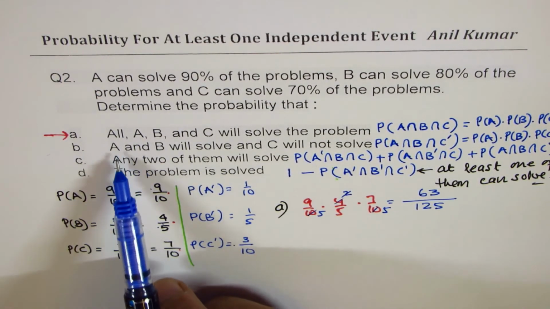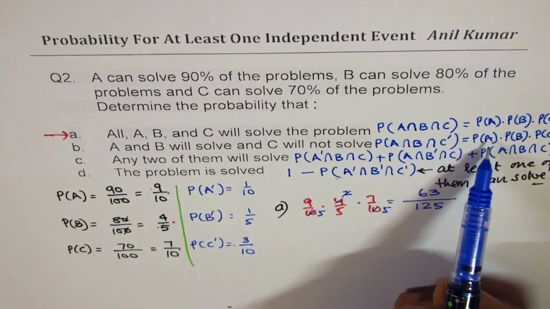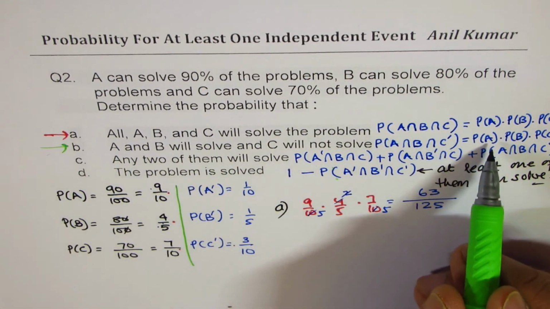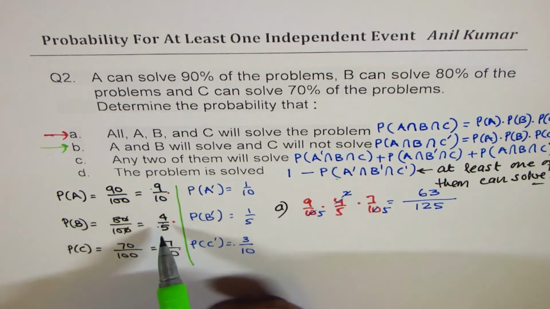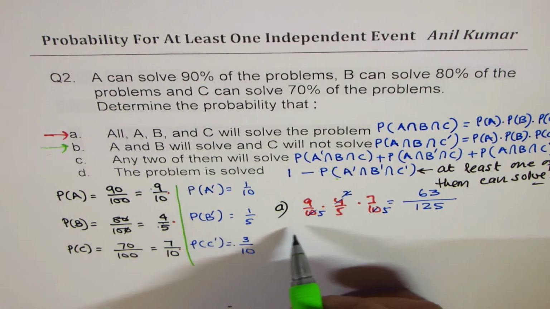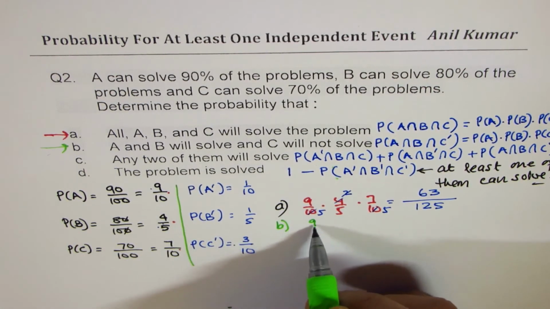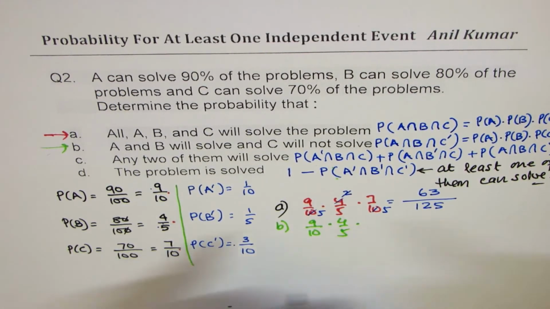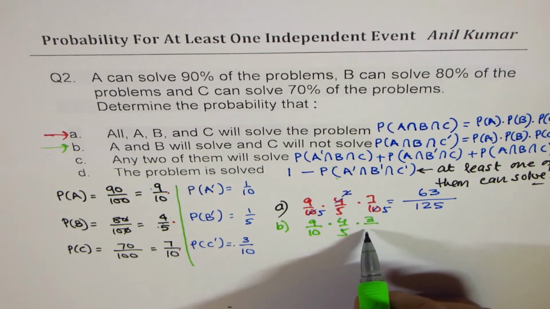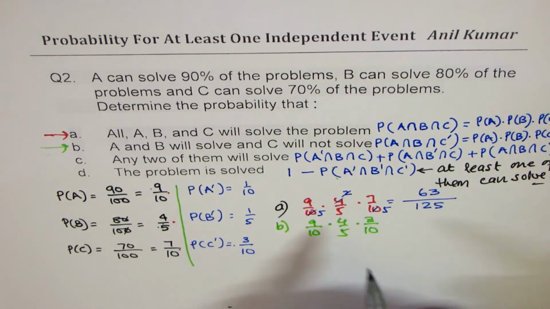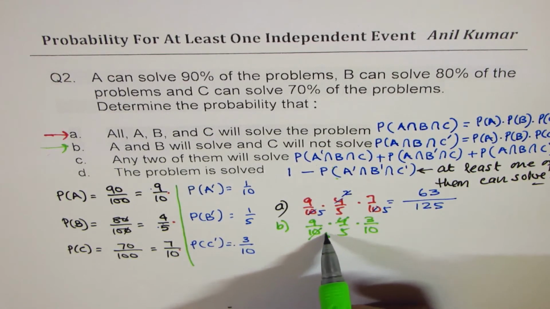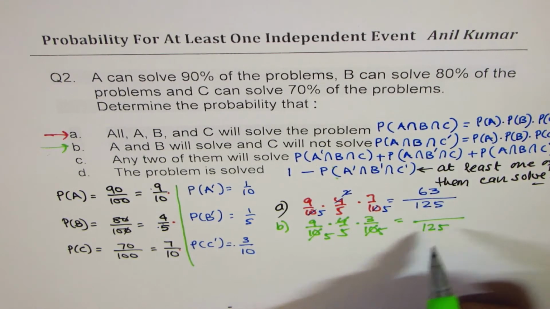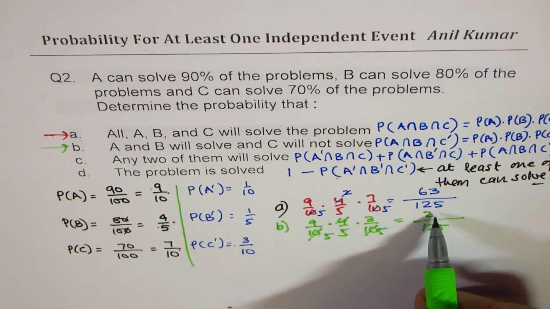For B, if A and B will solve, that means we are going to multiply by the probabilities of success for A and B, right? So which is 9 out of 10 times 4 out of 5 times not success for C, 3 out of 10. Is it okay? So that is how you could do it. So again the denominator is 125 and the numerator is 27.